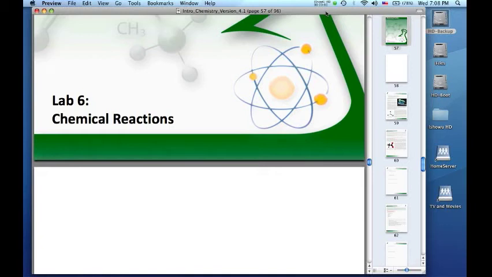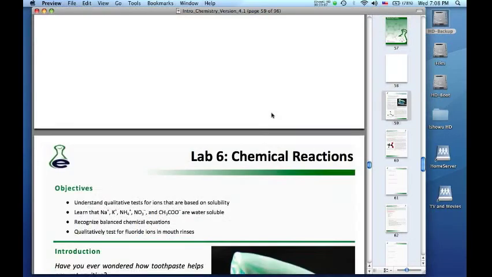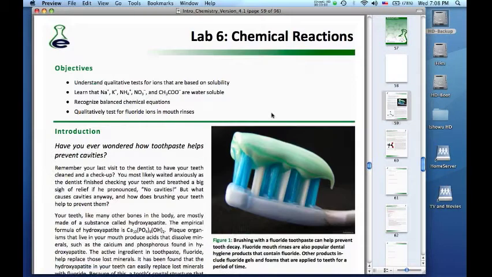Here's the pre-lab for Lab 6, chemical reactions. You're going to look at some mouthwashes. And now you're going to learn these things. One of the things is that sodium, potassium, ammonium, nitrate, and acetates are all water soluble. Every single one of these salts is soluble.